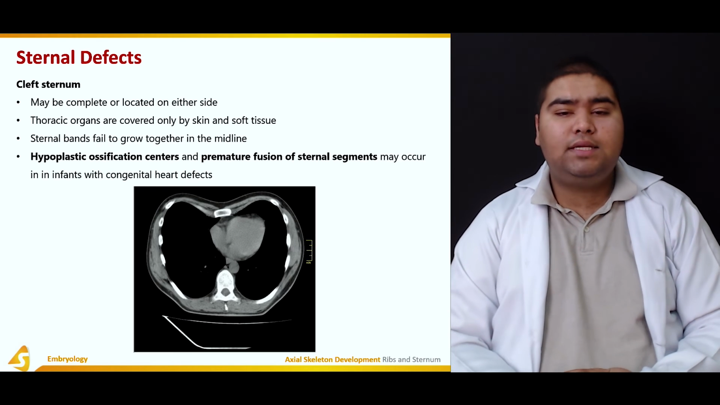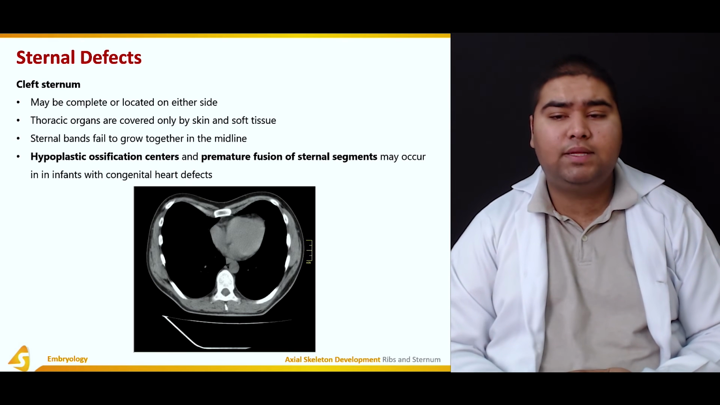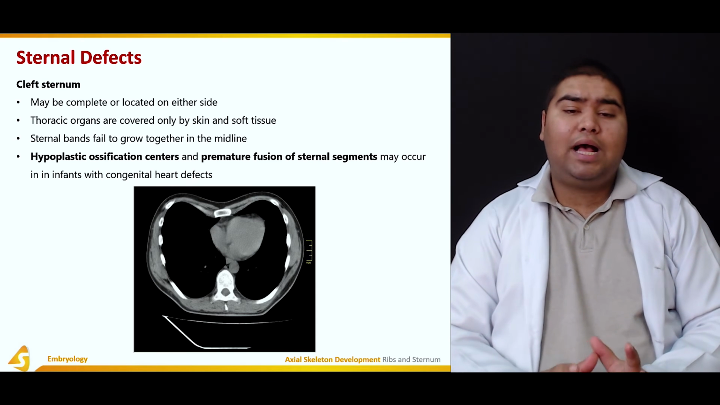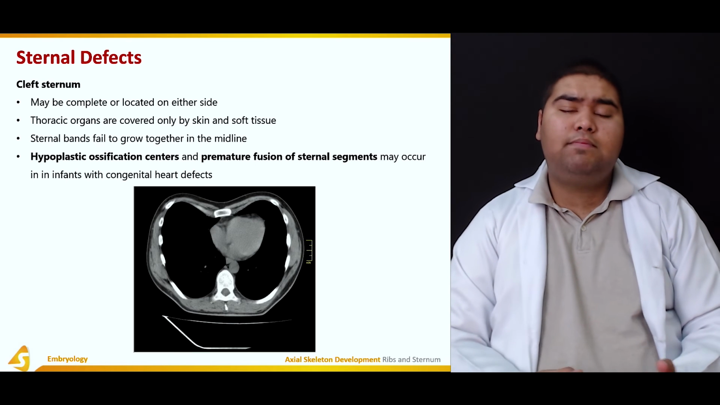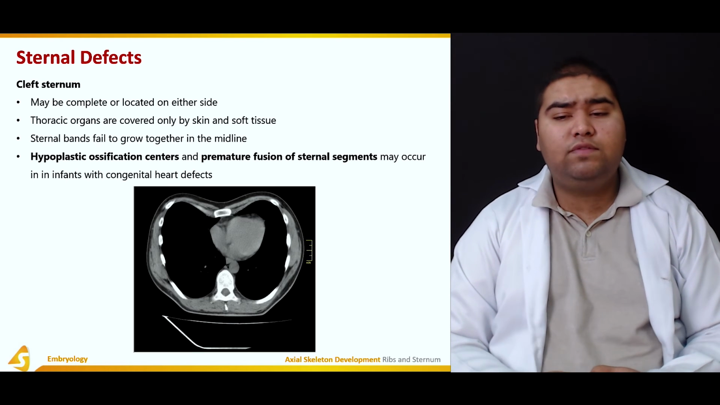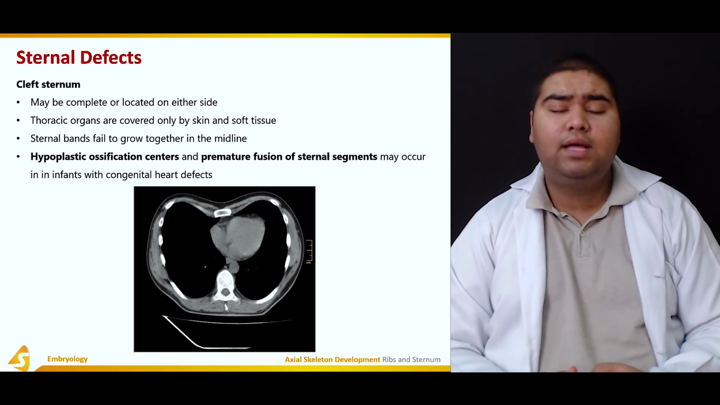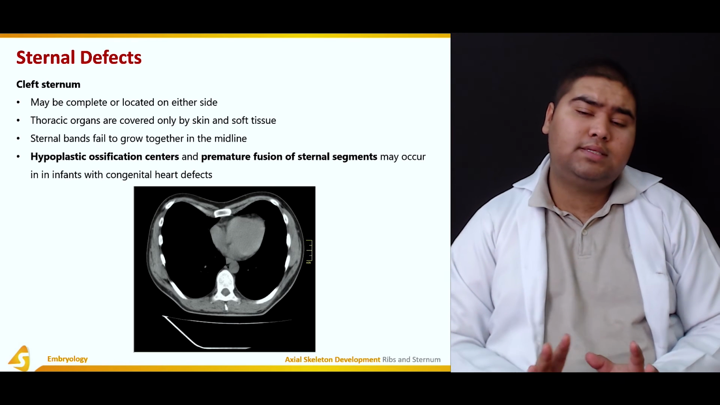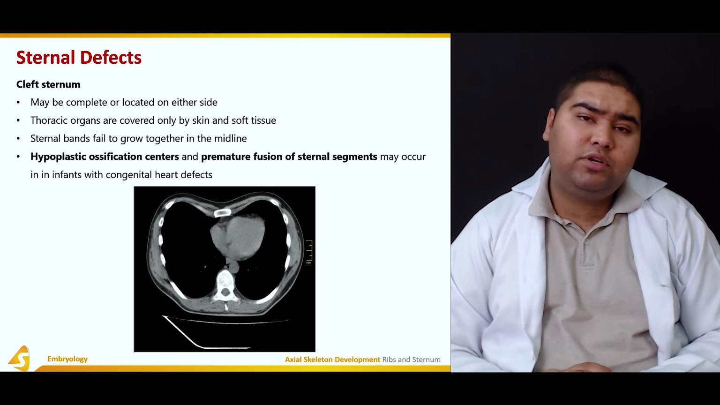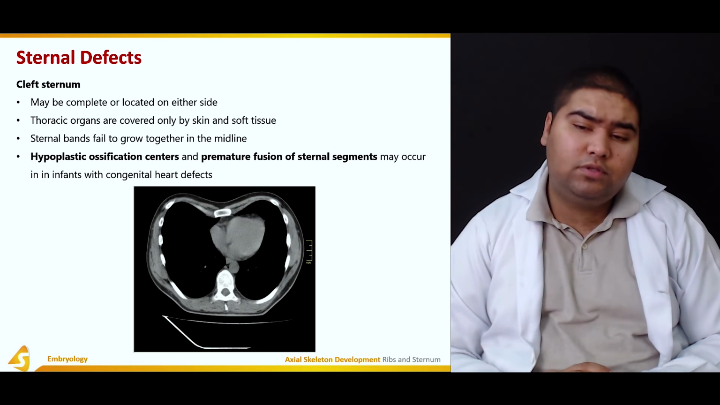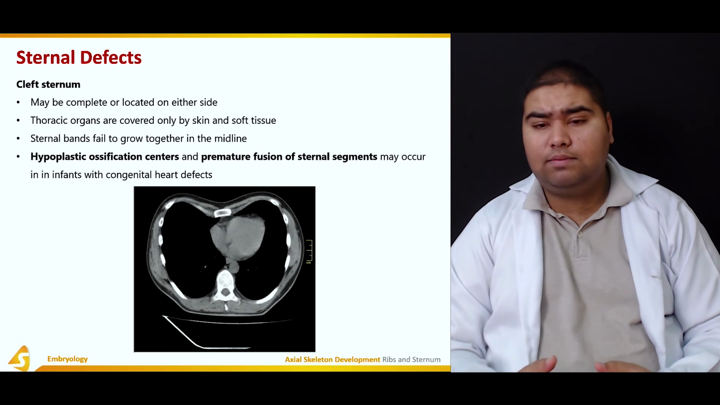So, hypoplastic ossification centers and premature fusion of sternal segments may occur. Hypoplastic ossification centers may form, and there may be premature fusion of the sternal segments, so that a mature sternum has not yet been formed, as a result of which some areas of the organs might not be covered and protected by sternum as they were supposed to be. In infants with congenital heart disease, this may occur.